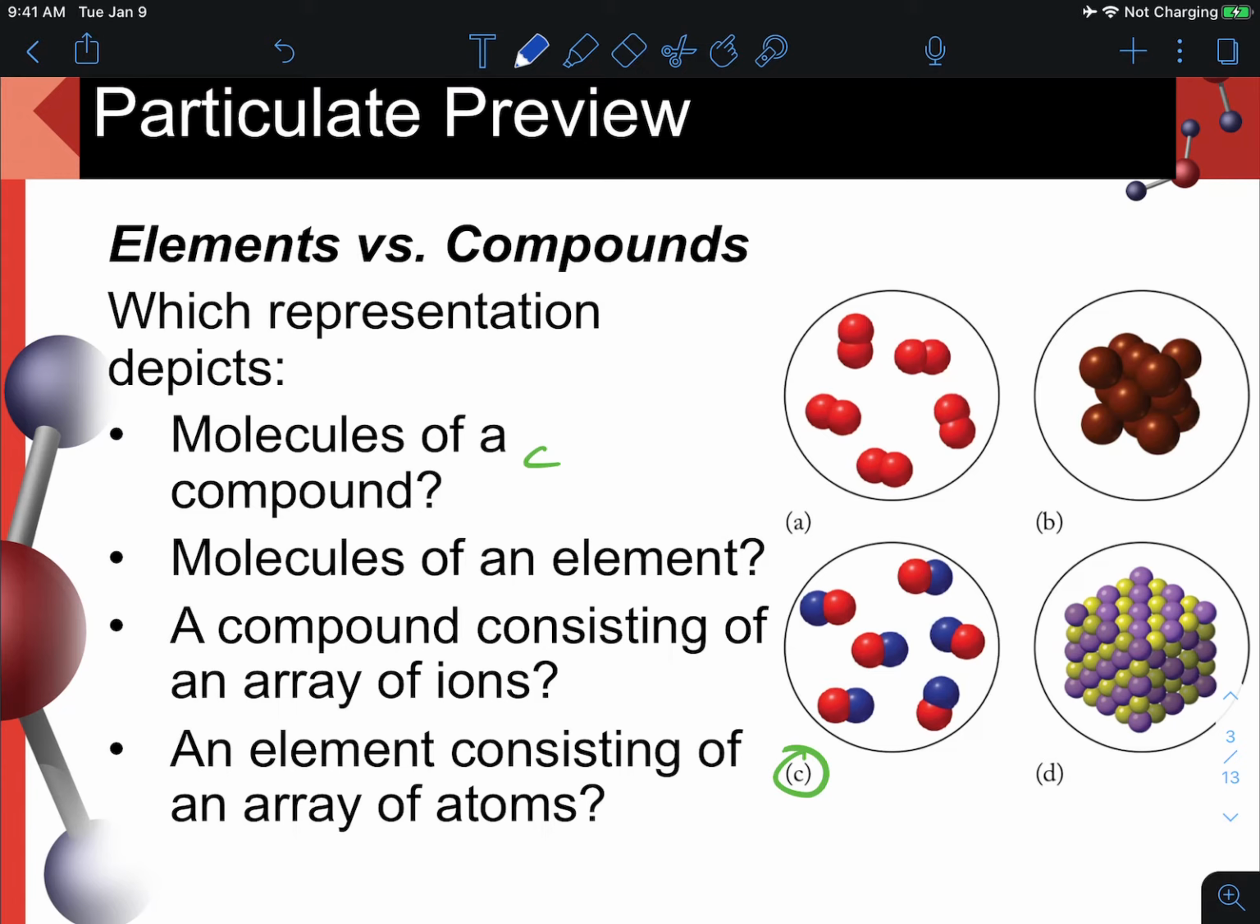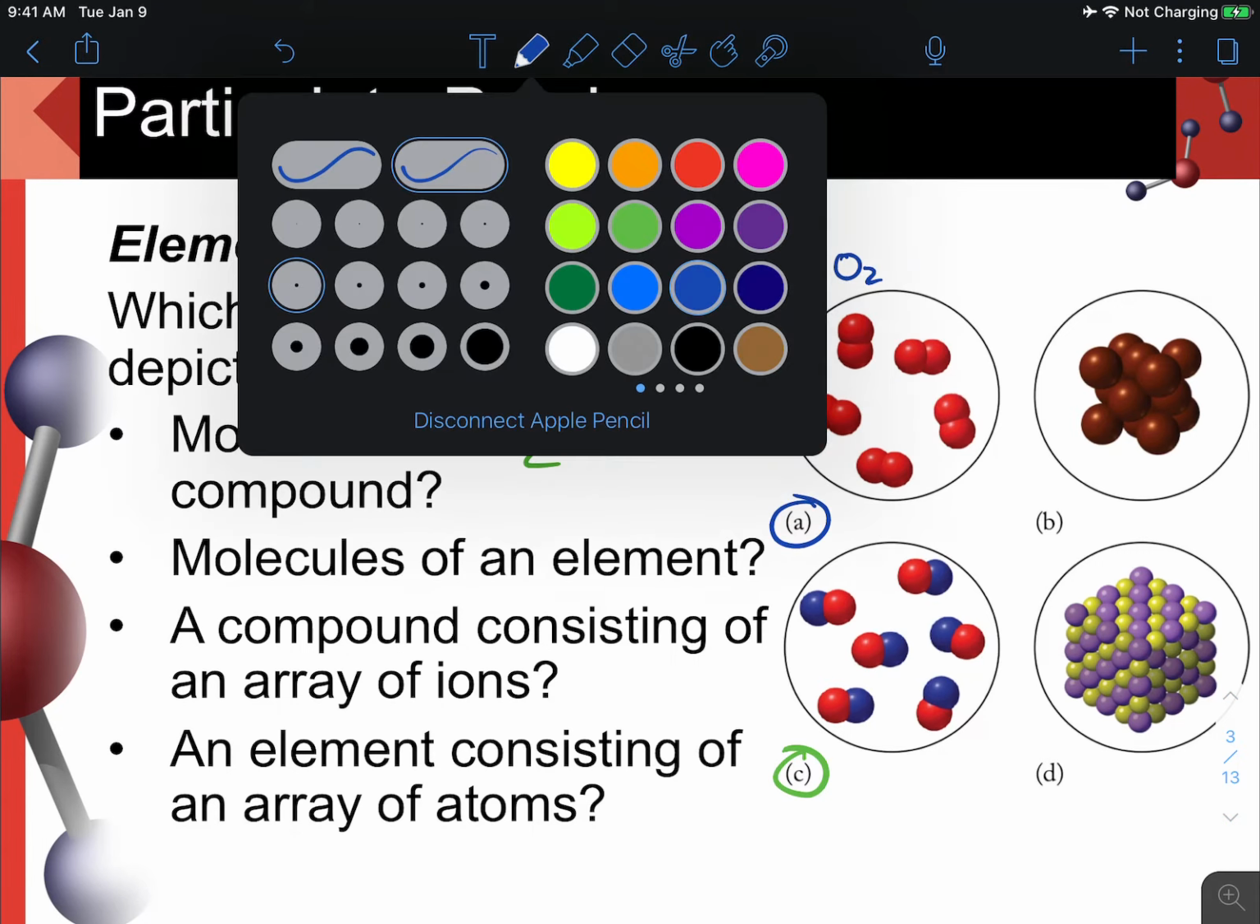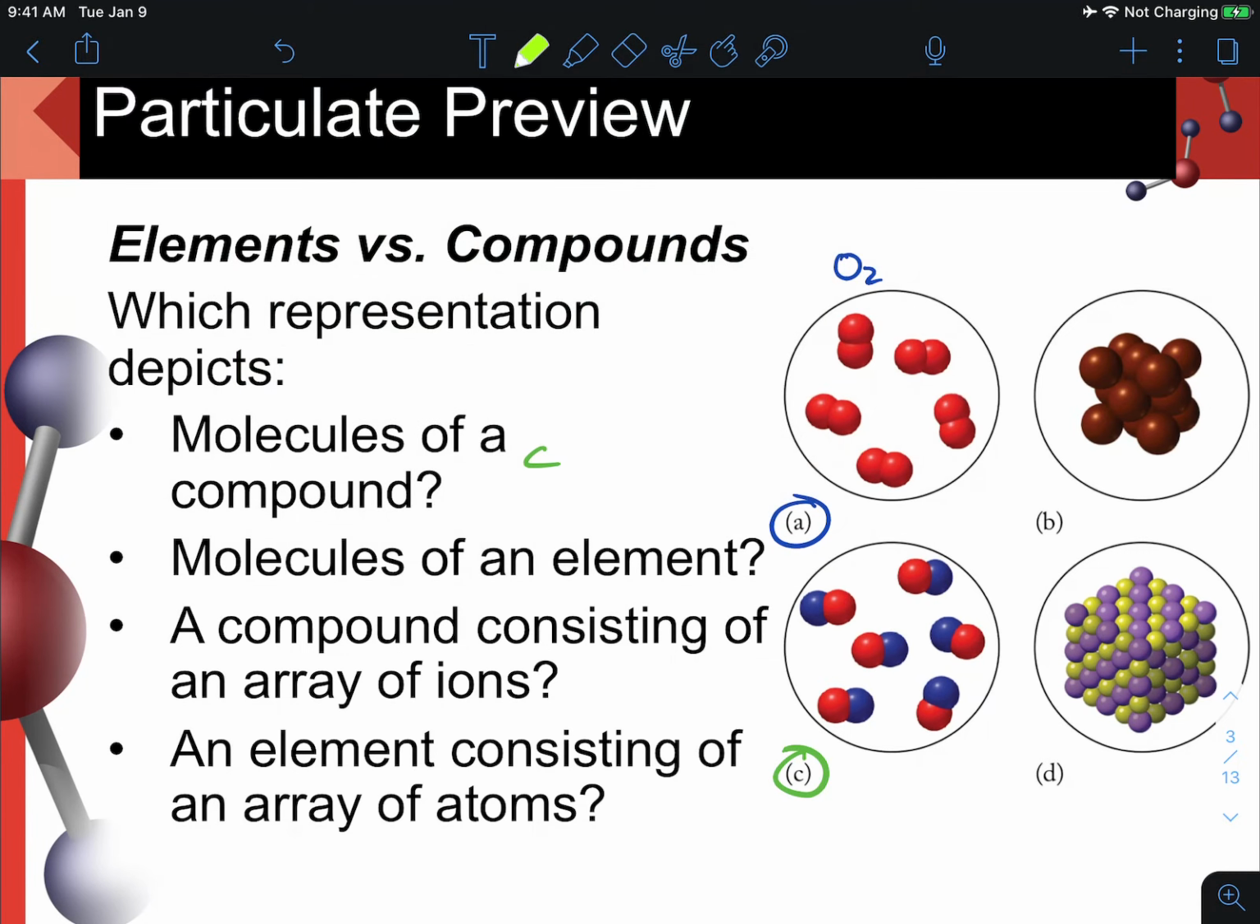An element is going to have only one type of atom. So this over here would be your answer, and this might be like O2. Oxygen's usually red. The first one, probably something like NO. Nitrogen, so nitric oxide. Move on to another one here.